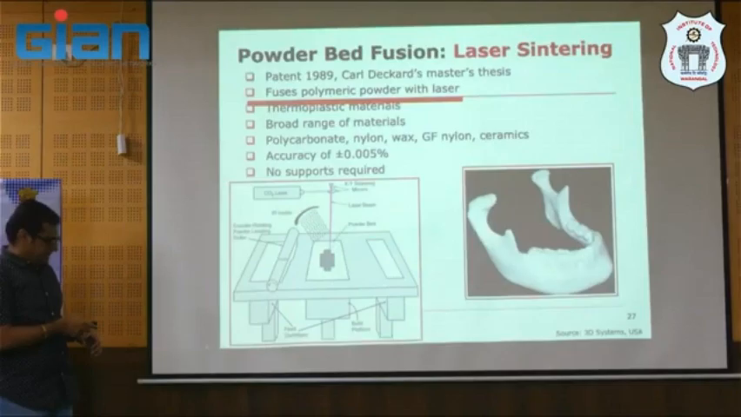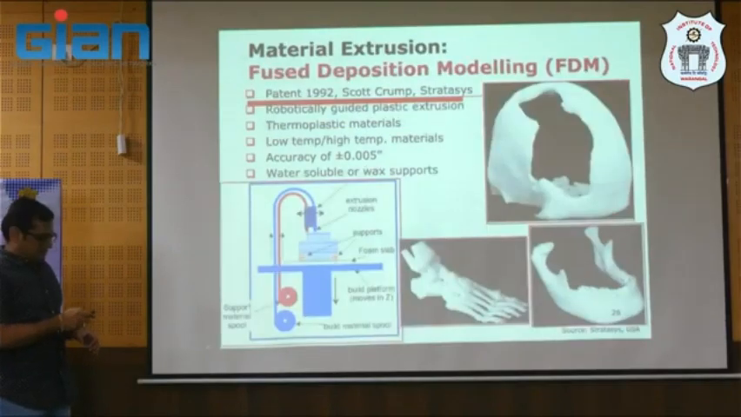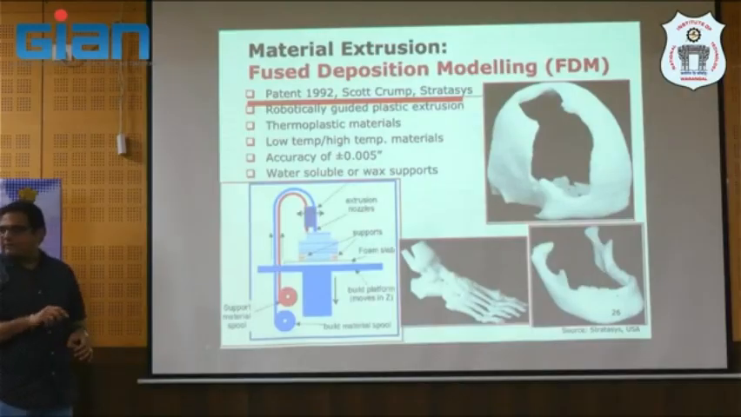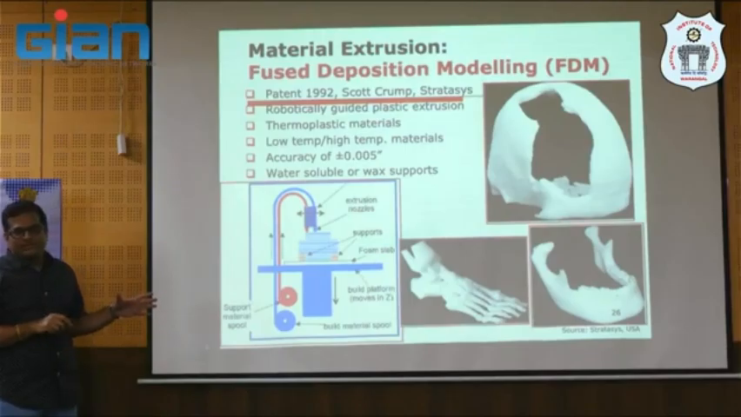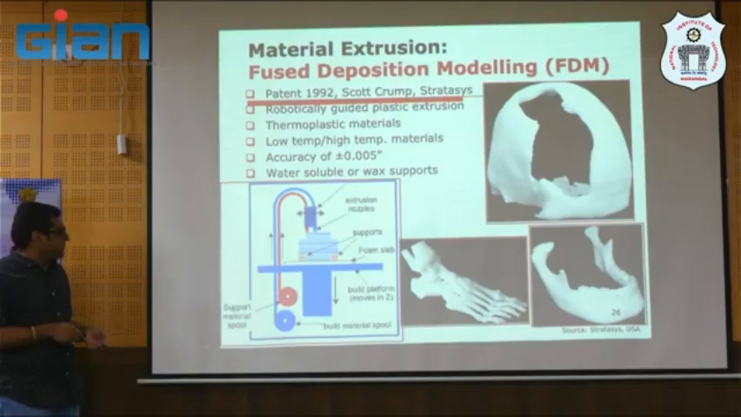And FDM, yes. With FDM you can almost get a bone kind of appearance here, with ABS plastic basically. And nowadays everybody has this kind of printer in their lab. Why? Because the Scott Crump patents expired long back, and now these printers are duplicated by many people.